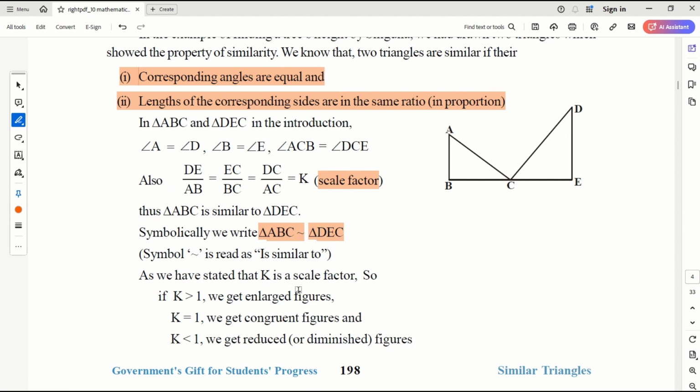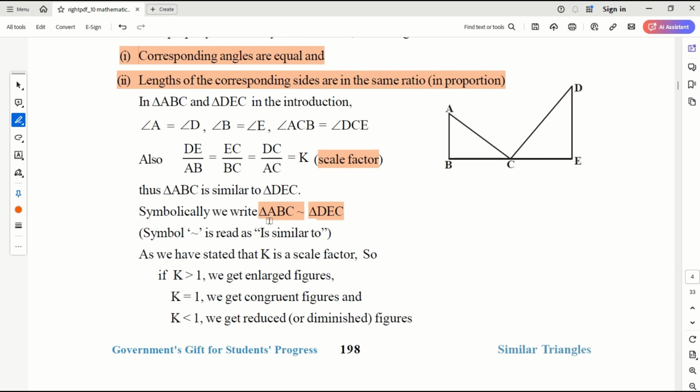The scaling factor tells us, if k is greater than 1, then it's an enlarged figure. K equal to 1, they are congruent. If k is less than 1, they are reduced or diminished figures. You should write the order of the letters in triangles ABC and DEC in the same way as equal angles. Angle A and angle D are the same, so A is first, D is first. Angle B and angle E are the same, so B is here, E is here. Angle C, both have the same, so C and C. This is how we write it.